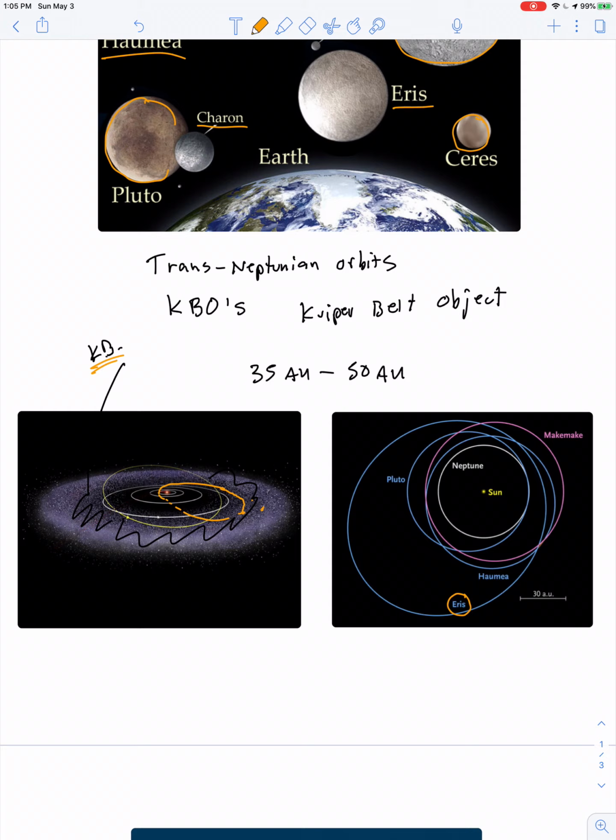I want you to notice one more thing here. If you look at the orbit of Pluto and the orbit of Neptune, they cross paths. In fact, I'm not sure at this very moment which is farther away from the sun, whether it's Pluto or Neptune. I'd encourage you to investigate and look that up.